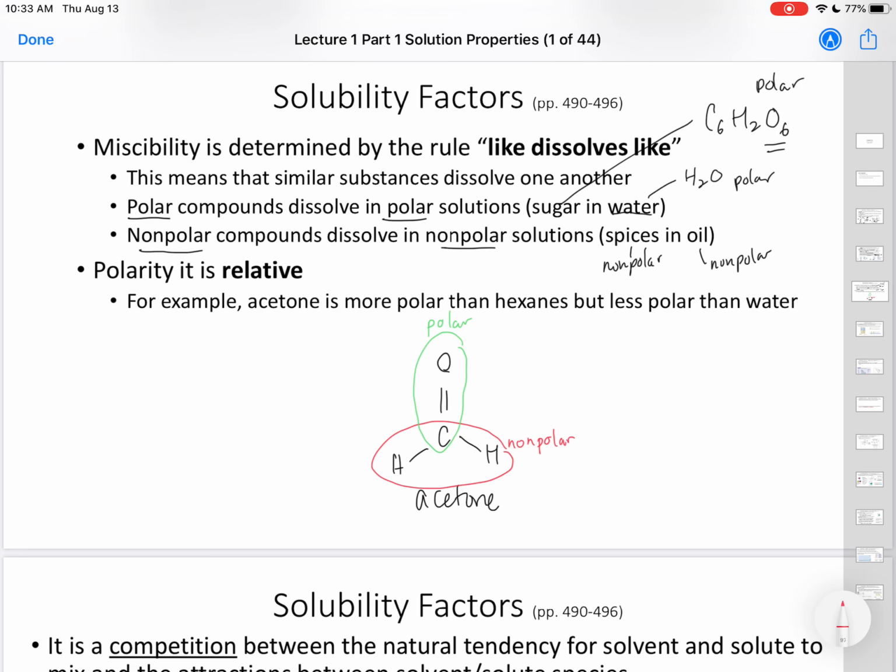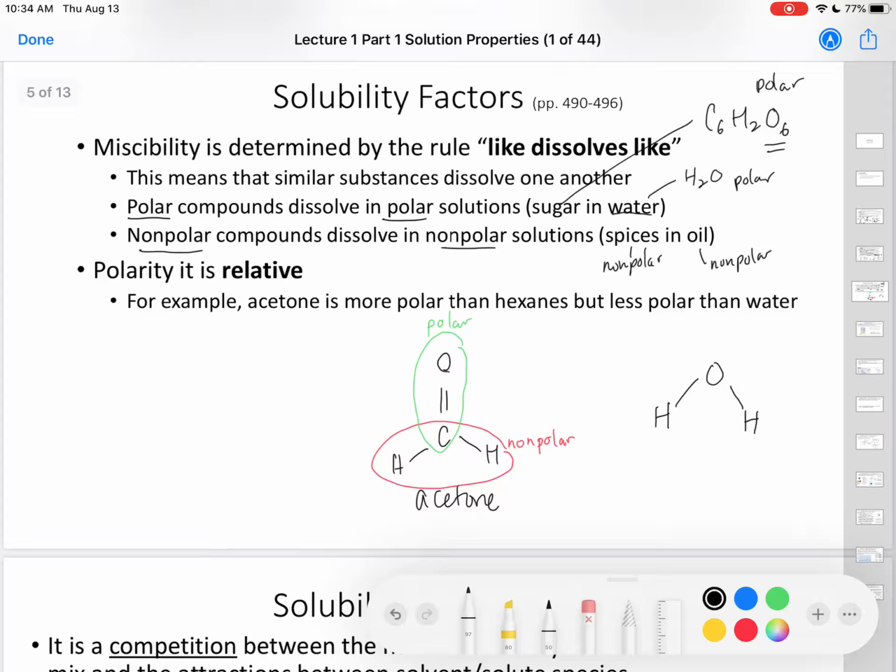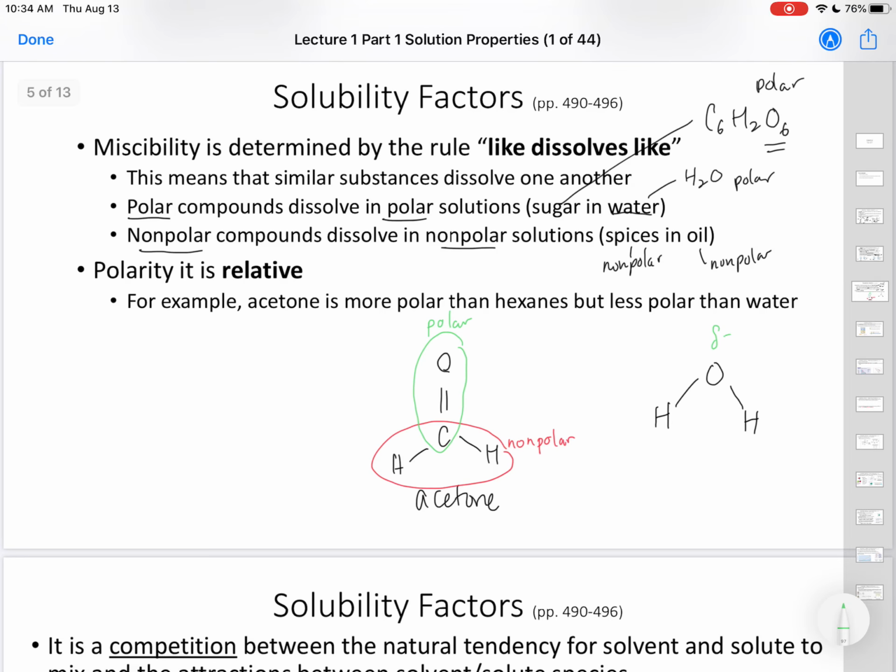Okay, let's compare it to something like water. Water is bent. Hopefully we remember that from our VSEPR chapter in 151. So really oxygen is partially negative, hydrogen is partially positive due to the unequal sharing of electrons, and so it is what we call a very polar species.